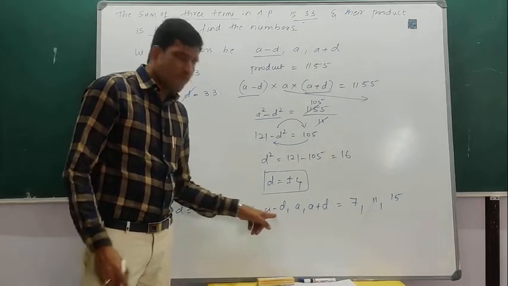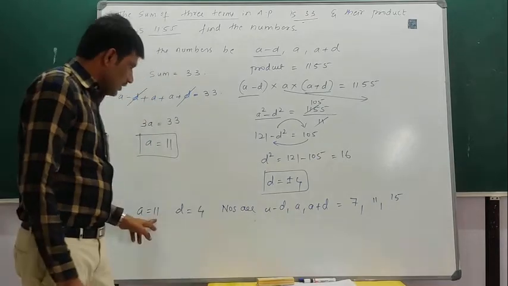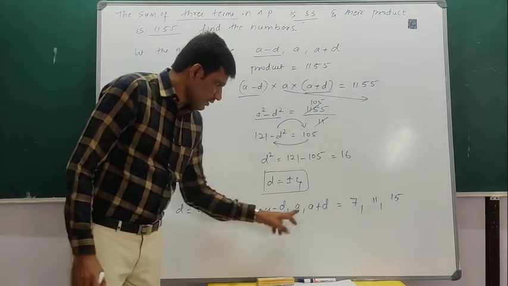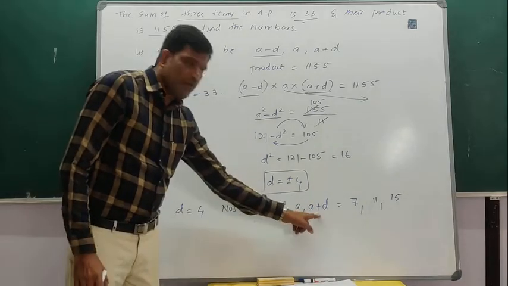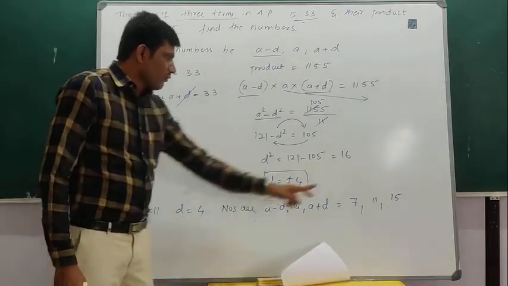Substitute the values of a and d here. A value is 11, so 11 minus 4 is 7. Then the second value is a. What is the value of a? It is 11. Then what is the third value? A plus d, that is 11 plus 4, which is 15.